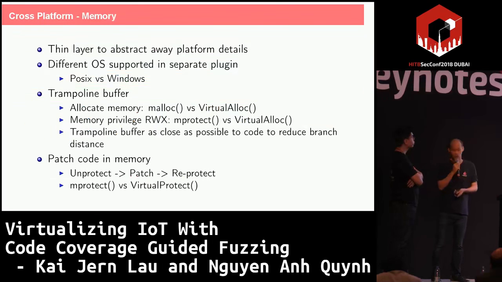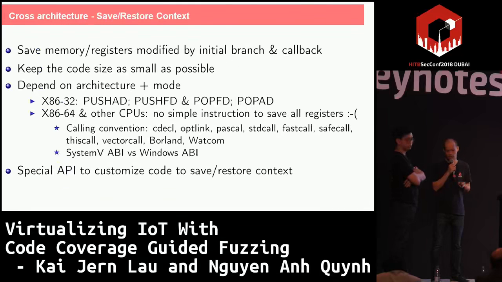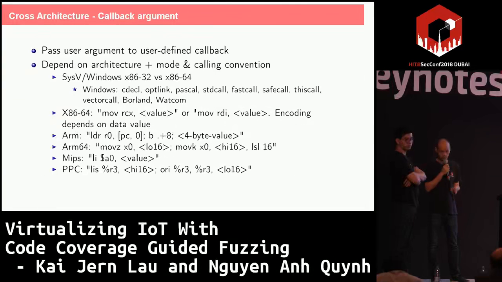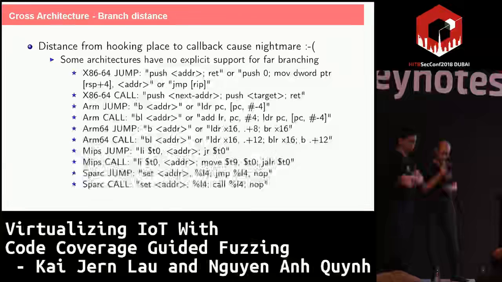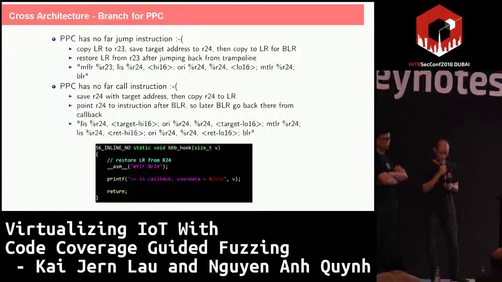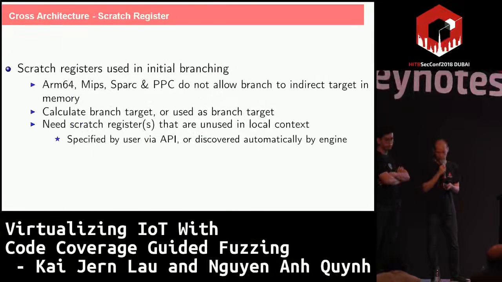Yeah, there are many details on how we build that. We need to support many operating systems, many CPUs, and we need to save and restore context, and it depends on many things. It depends on the CPU, depends on the calling convention, and so on. There are many other things. You can take a look at the slides later. So it's quite complicated to build the Scorpio framework.